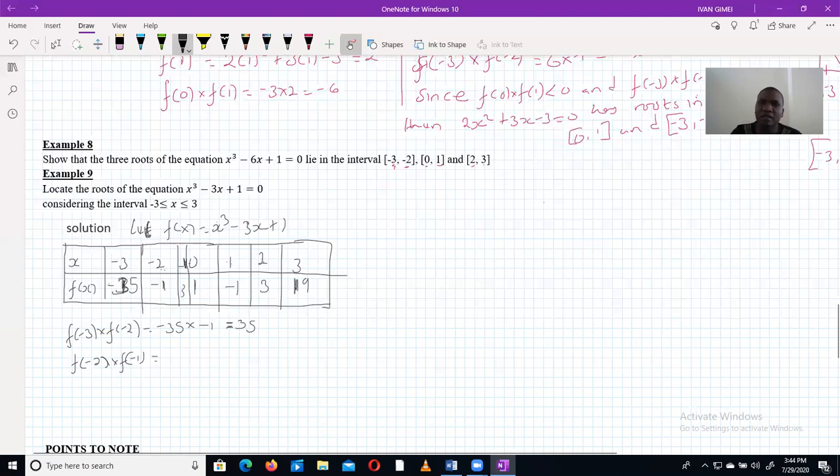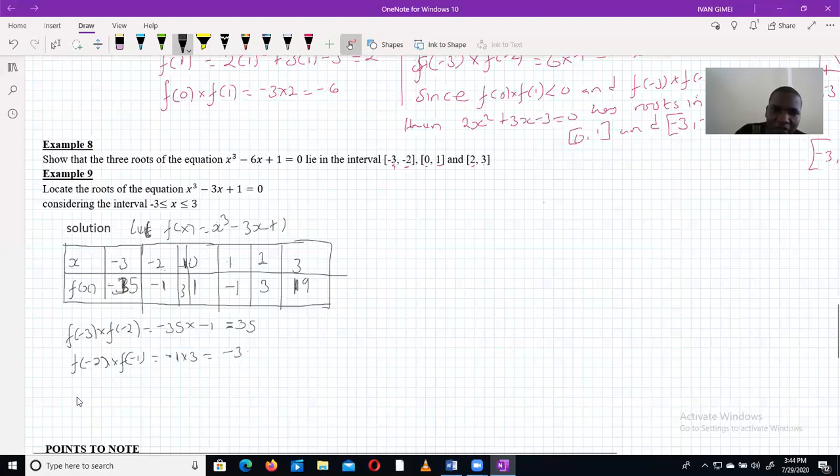Negative 1 plus 3 is 2. That gives me negative 1. Plus 3 is 2. Plus 1 gives me 3. Like that. So what is f of negative 2 times f of negative 1? This becomes negative 1 times 3, and that gives me negative 3.